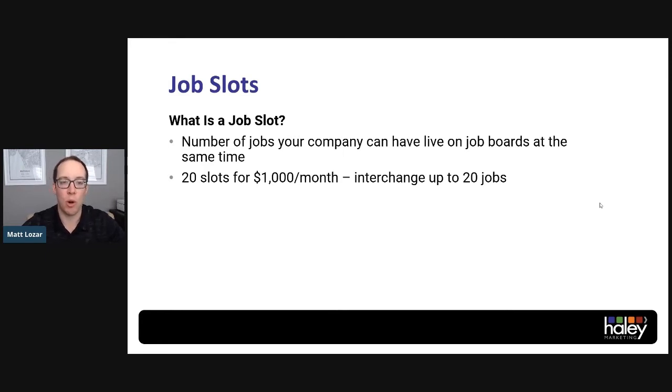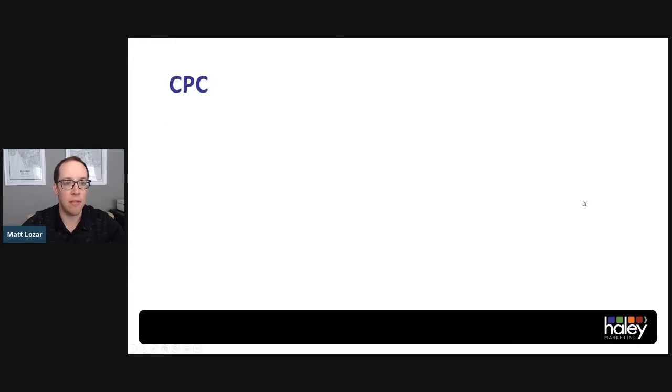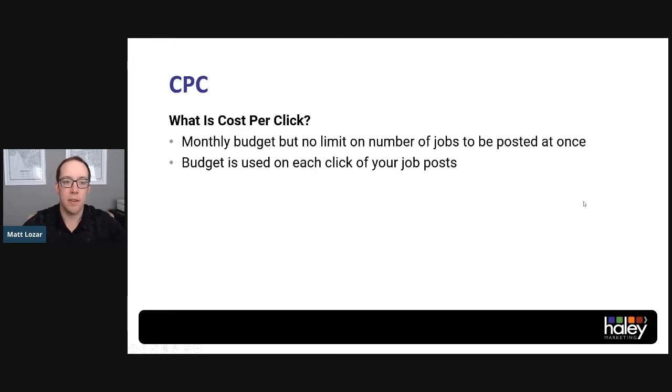It's important to know what the job slot is and how to evaluate it. Cost per click, usually have a monthly budget, but there's no limit to a number of jobs you can post at once. So you could have a $1,000 budget and post 1 job. You could have a $1,000 budget and post 1,000 jobs. Depends on how you want that monthly budget, the monthly pie split. Want to set ourselves up for success here, but it's important to have a good strategy there with cost per click. Your budget gets used every time someone clicks on one of your posts. Could also be on a cost per apply basis, but that's when your budget gets used.